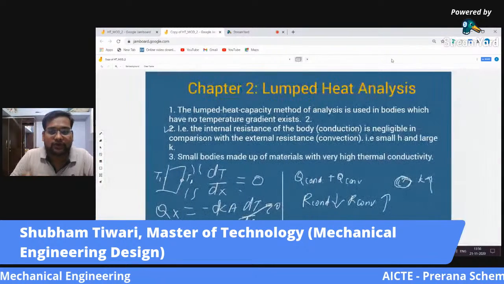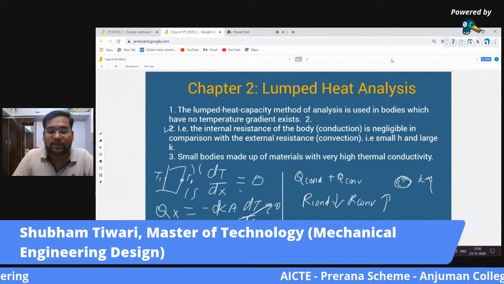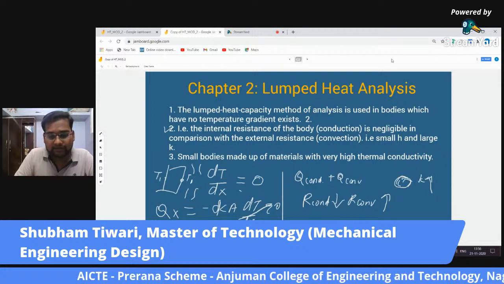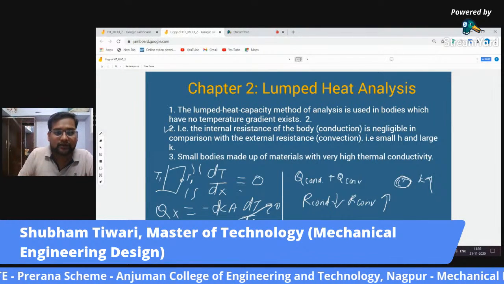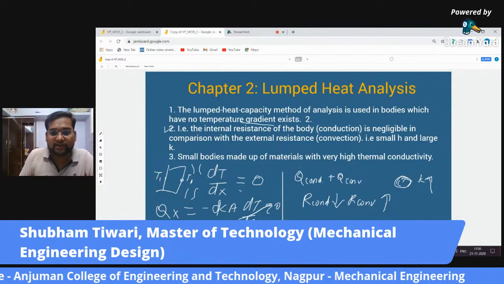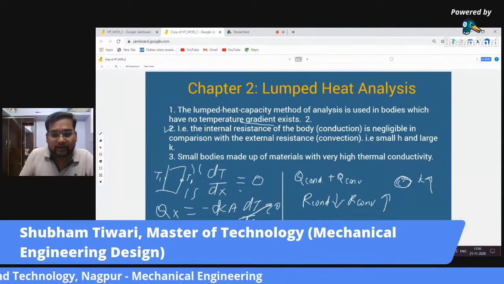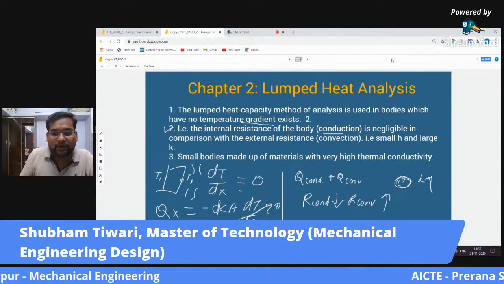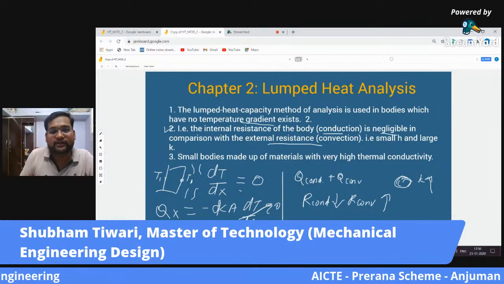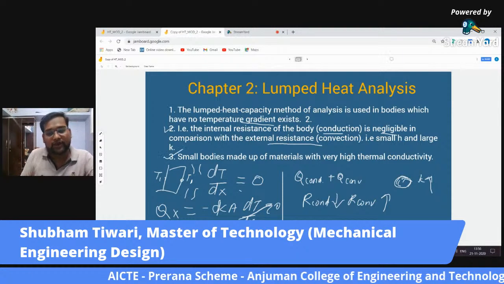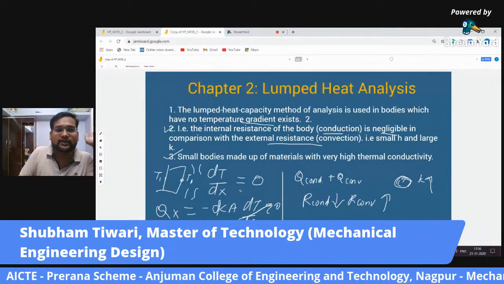Okay, so first of all, we saw what lumped heat analysis was. Lumped heat analysis is carried out when there is no temperature gradient within the body, which causes the conductive resistance to be negligible as compared to the convective resistance. To achieve this, we need small bodies made up of highly conductive materials.